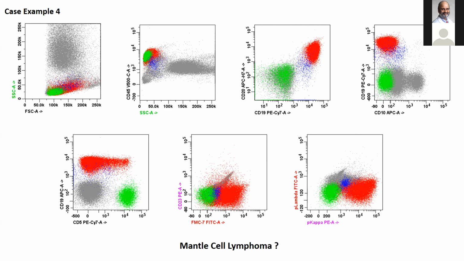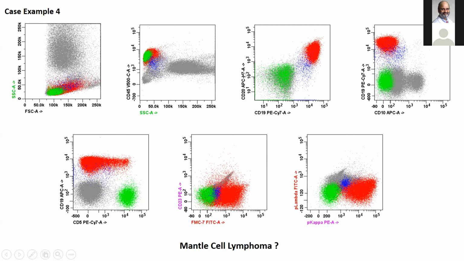So what the bi-exponential scale does, see these cells here, these look nicely positive. But see this line of cells sitting down here at the origin of the y-axis? These are actually negative. And you might miss them if you're using a logarithmic scale and you don't recognize that they're slammed up against the axis. So this blue population is truly partial dim positive for CD20. But in any case, they're both B lineage cells.